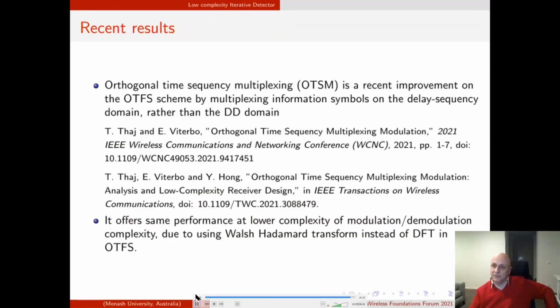I would like to conclude with a recent result, where we have proposed an alternative version of OTFS, where instead of using Fourier transforms in the Zak transform, we're using Hadamard transforms, with the advantage of further reducing the complexity and without losing performance over OTFS.